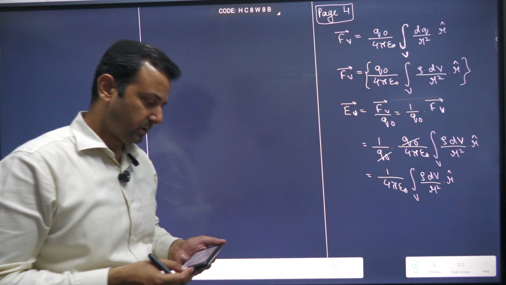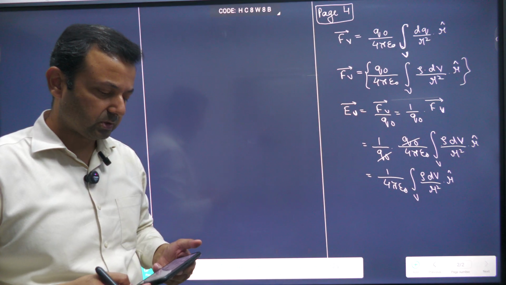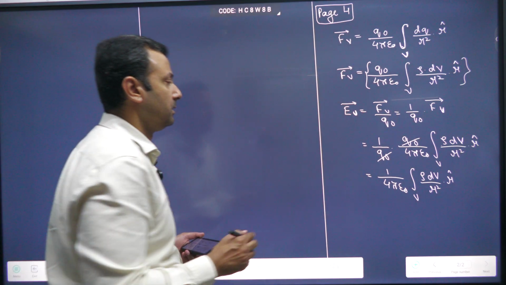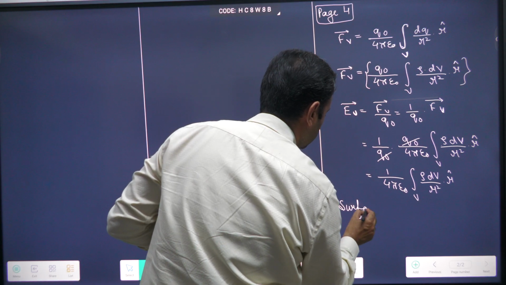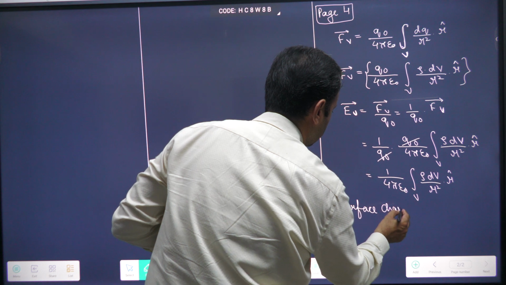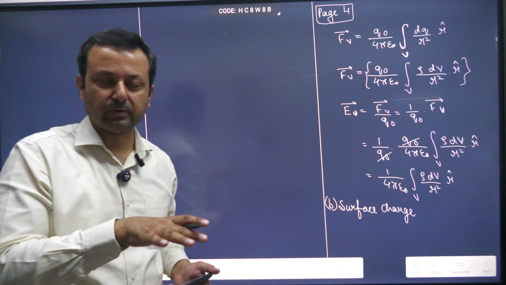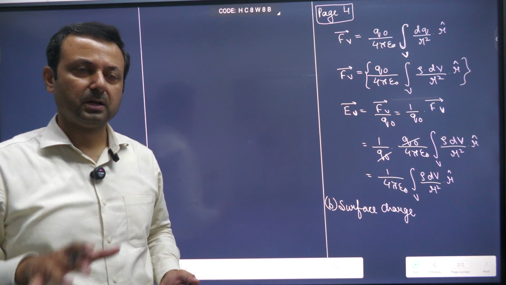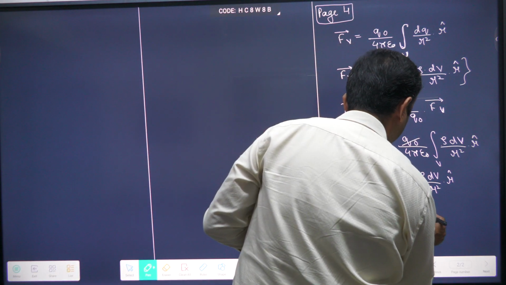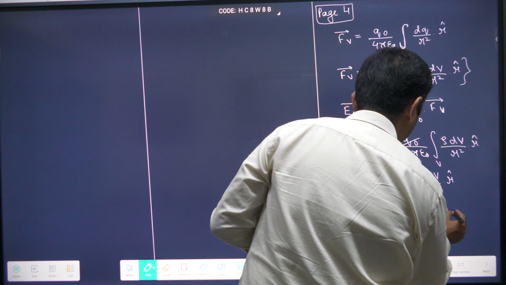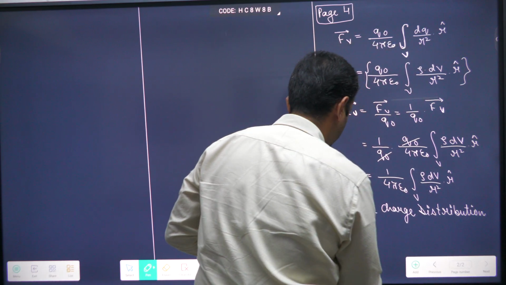Now let us move on to the next type of charge distribution. So B, next type of charge distribution is surface charge distribution. As it is clear from the name, whenever charges are distributed over a surface, then we call it surface charge distribution.